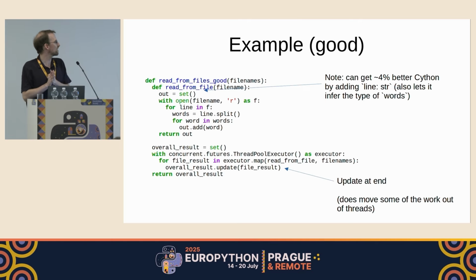My better example is, at the cost of a bit more work, each thread has its own set. So each thread builds its own set of words, and then right at the end you combine them. You call update on the overall result at the end. That generates a bit more work when you read it, because it moves some of the work out of your threading, but it performs a lot better.